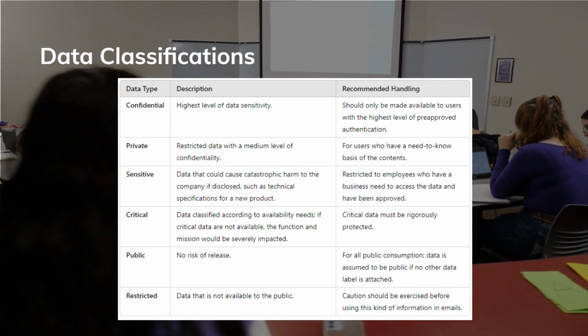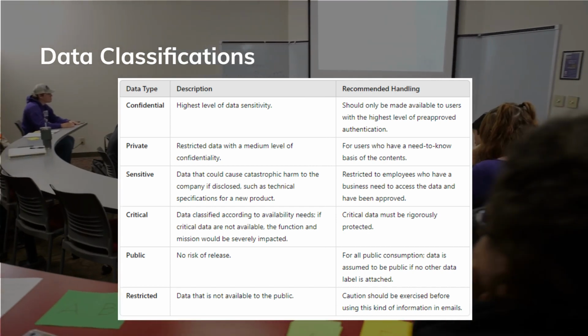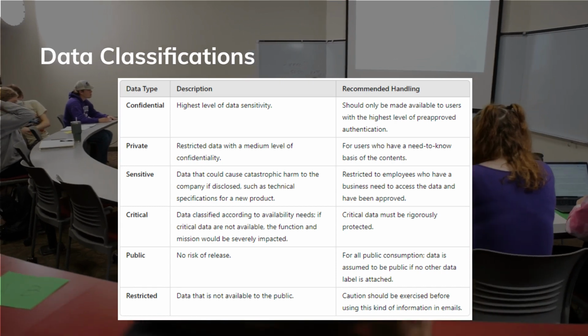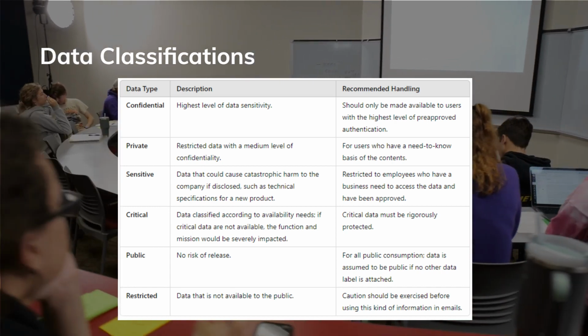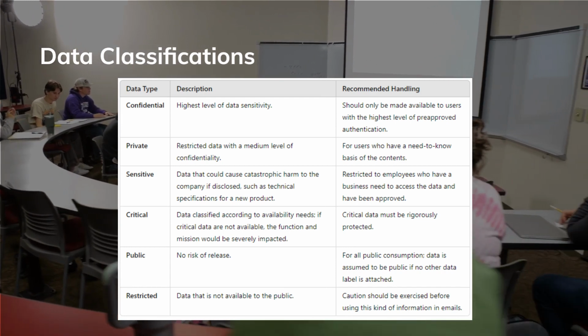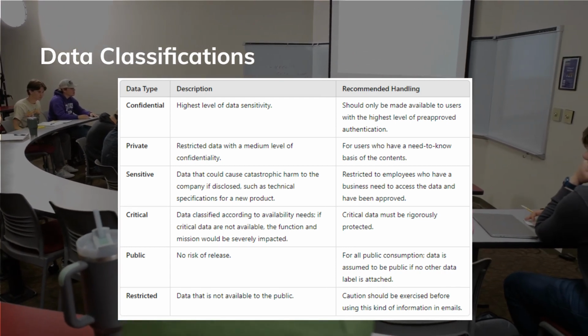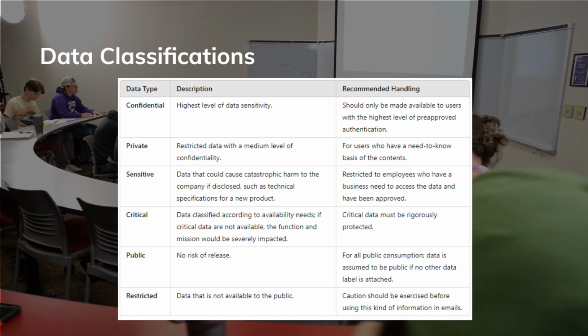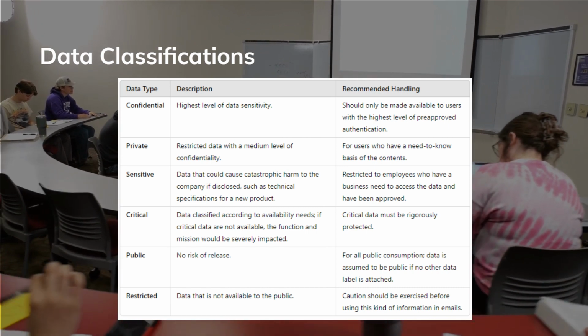Restricted data. This data type is not meant for public access and should be handled with care, especially when communicated via emails or other potentially insecure channels. Proper security measures, such as encryption and secure email protocols, should be used to ensure restricted data remains protected.